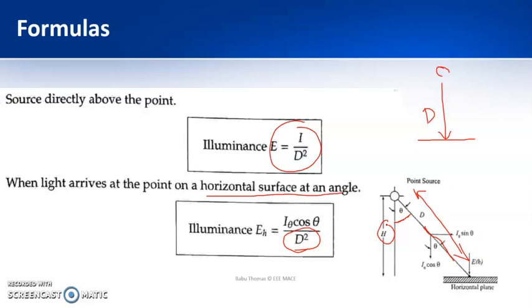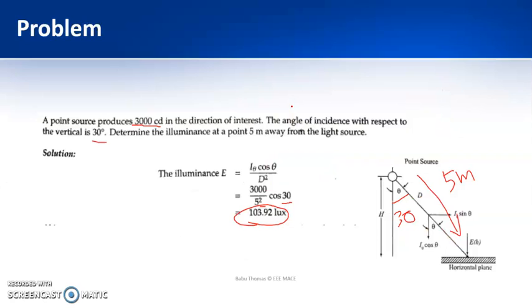So h and d will be equal when you are applying the E is equal to I by d square formula. So in this case, this 5 meter is nothing but from the point source to the region at which you are going to find out the value of your illuminance.